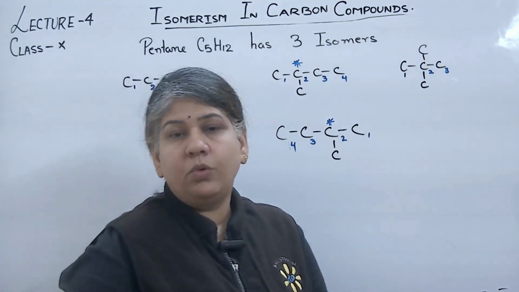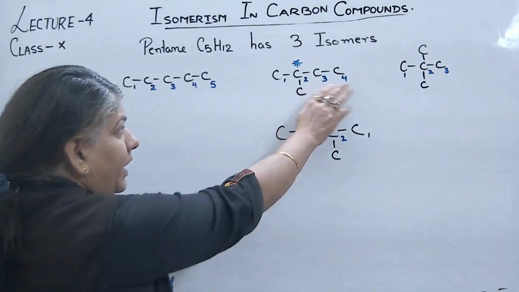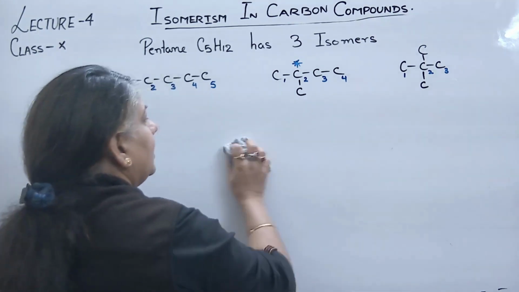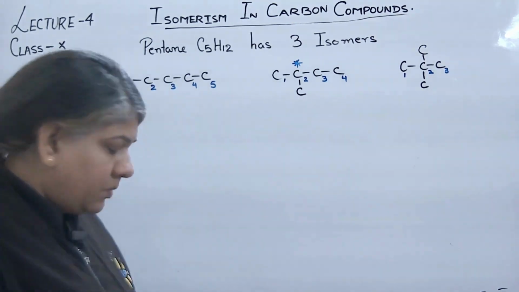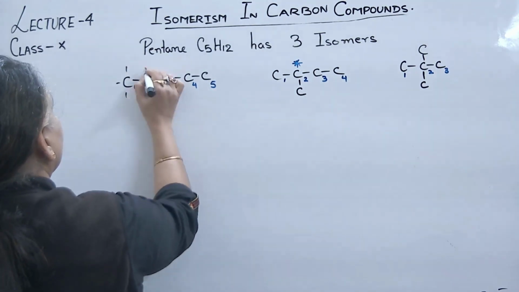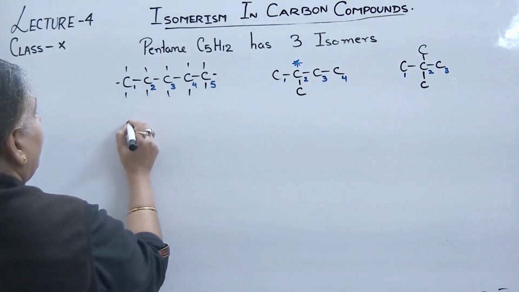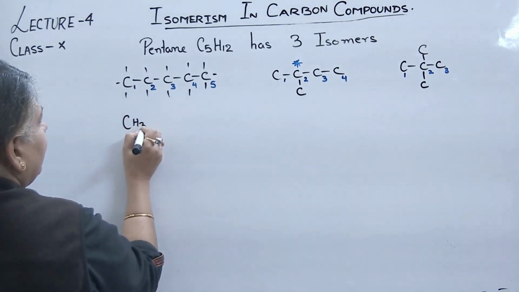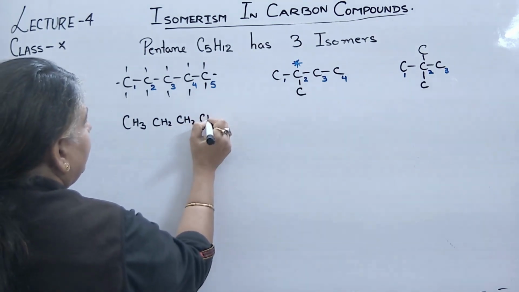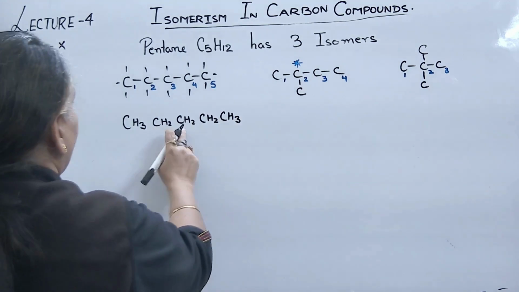So this is one more rule you must follow while numbering the carbon chain. Okay. So fill the remaining bonds with hydrogen. See what you get: CH3, CH2, CH2, CH2 and CH3. 1, 2, 3, 4, 5.